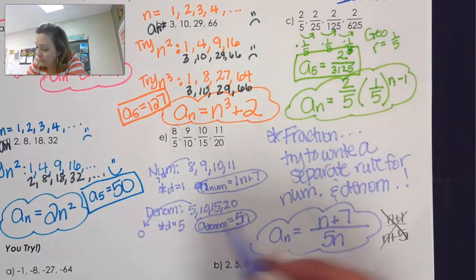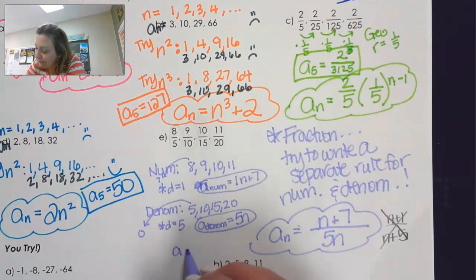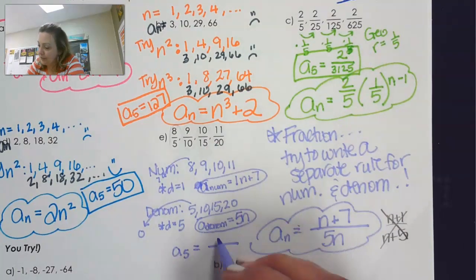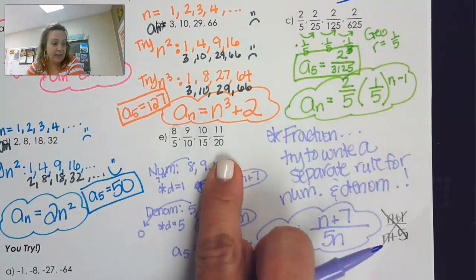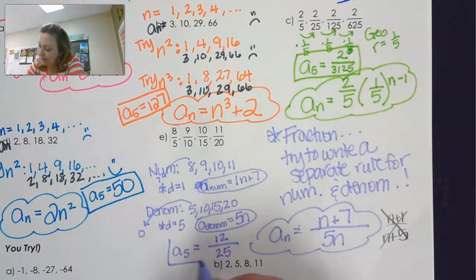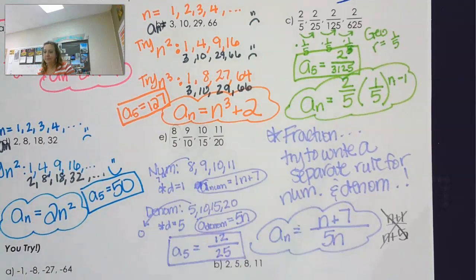We probably should have done this before, I apologize, but we can find what our a sub 5 is. It's obvious that our next numerator is going to be 12, and our next denominator, if we add 5, is going to be 25.